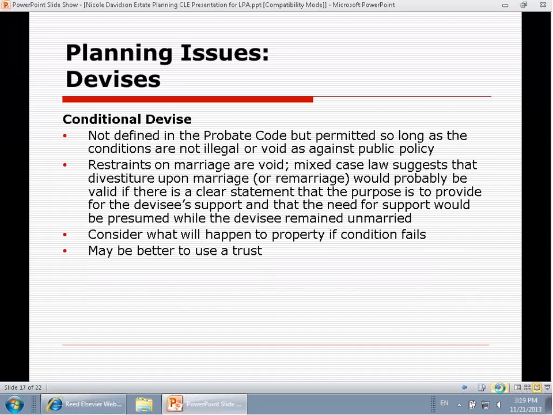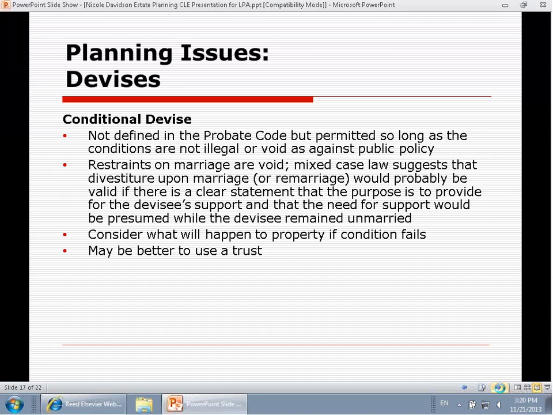A conditional devise. Some clients will ask for this. There's no definition in the probate code for a conditional devise, but they are allowed as long as the conditions imposed are not illegal or void as against public policy. So an example of something that is void is restraint on marriage, a provision that states I leave my house to my husband, but only if he does not get remarried. That's not a good way to state the condition because it would not be legally valid. But mixed case law does suggest that there may be a way to restate the intent in a way that we would not be violating public policy.